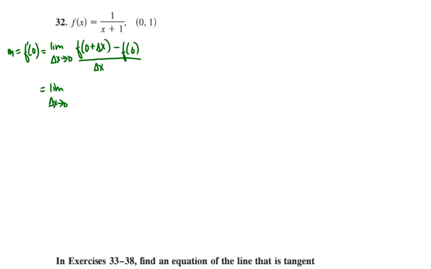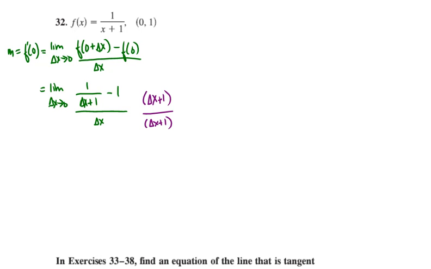So plugging in 0 plus delta x, or delta x, into the original function, we get 1 over delta x plus 1. Then for f of 0, we're told that that is just 1. And we divide the whole thing by delta x. So we have a complex fraction here. The way we're going to simplify that is multiplying numerator and denominator of the big fraction by the least common denominator in the numerator. And that's just delta x plus 1.